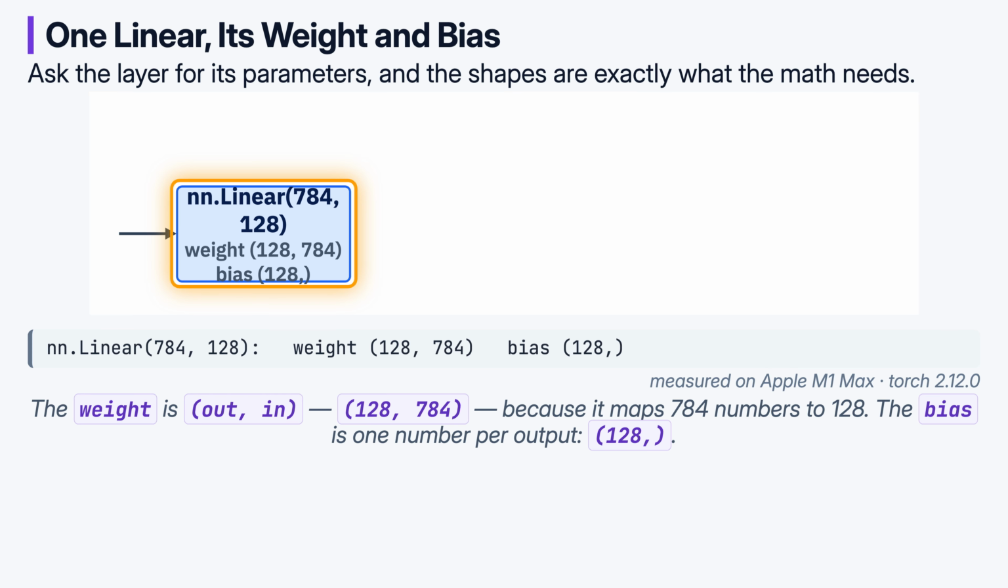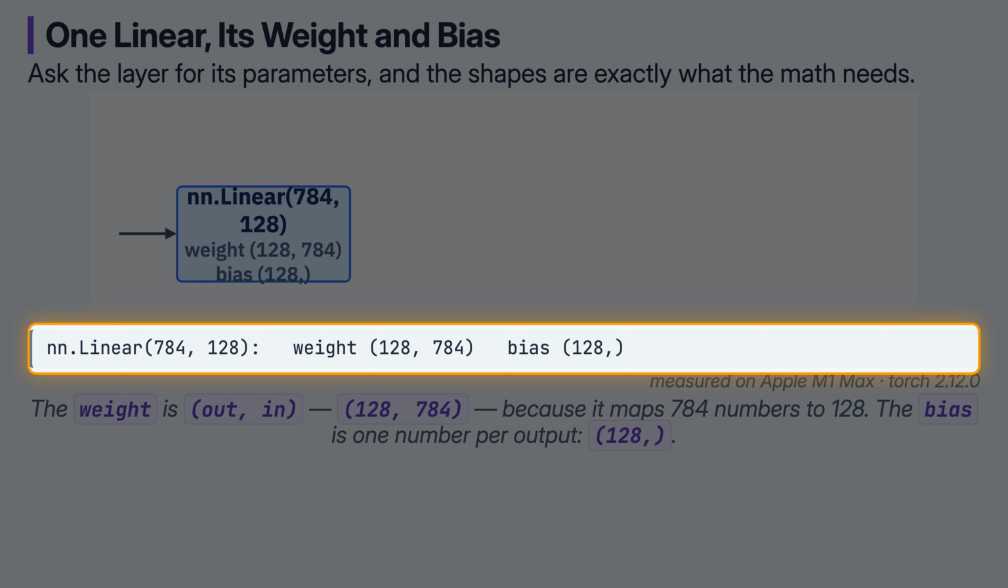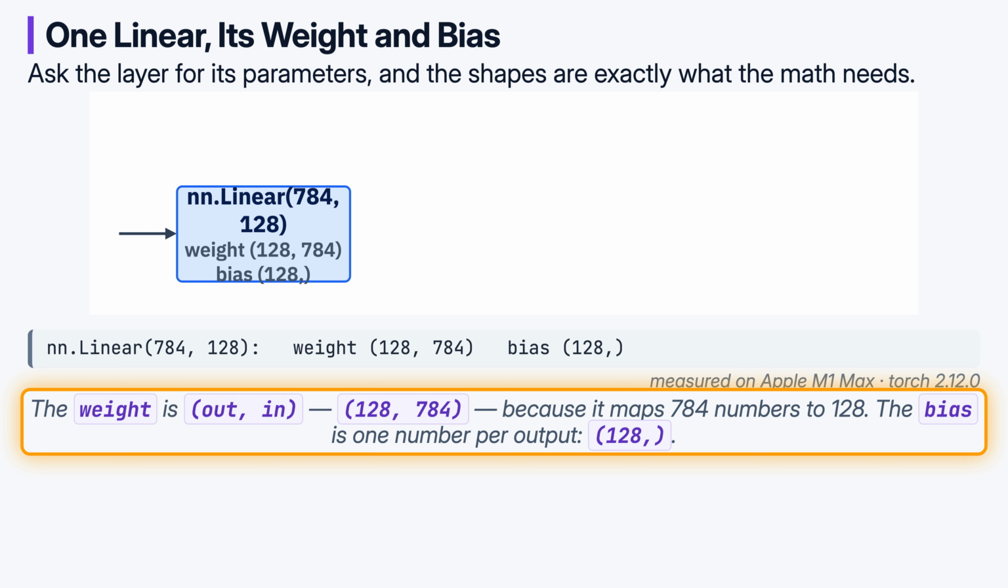Take that one layer, nn.Linear, 784 in, 128 out. Ask it for its parameters. The weight has shape 128 by 784. The bias has one number per output, 128 in all. The weight reads out then in. That is the transpose people expect at first, so say it plainly. One bias for each of the 128 outputs.